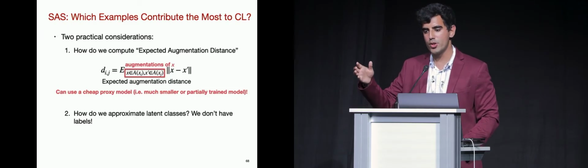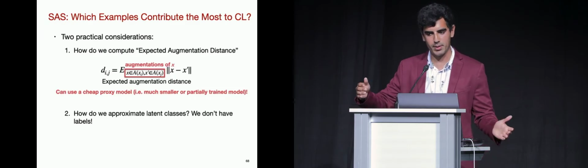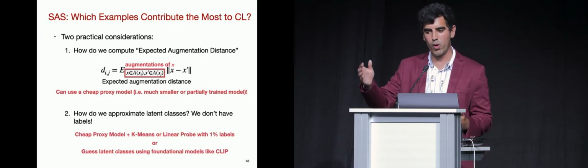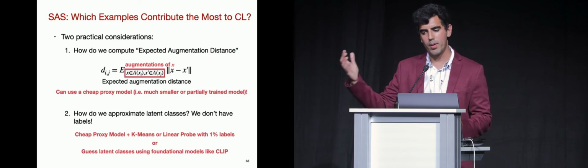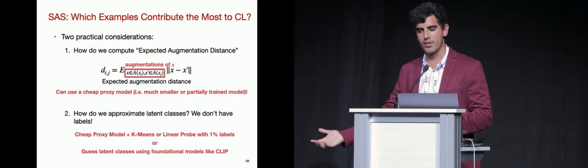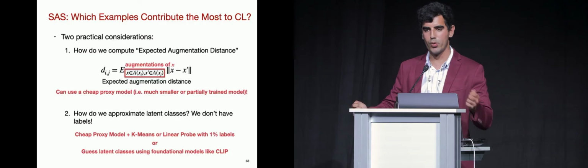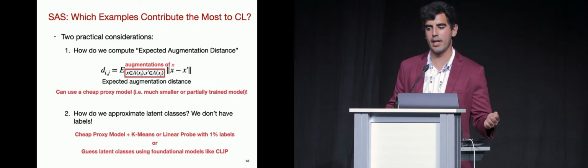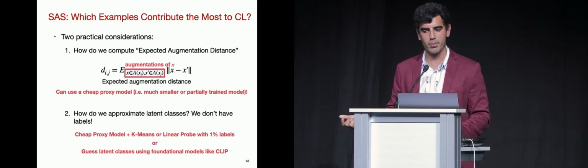But actually, we can use a cheap proxy model to estimate this. What I mean by that is a much smaller or partially trained model. In our paper, we show that to train a ResNet 50 with contrastive learning, you can use a model as small as a ResNet 9 or a ResNet 50 trained for a couple of epochs to do this.